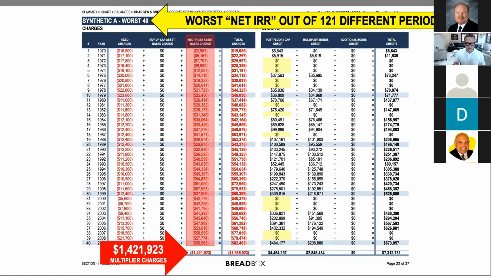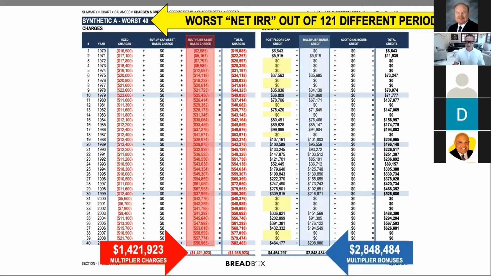Total multiplier charges, 1.4 million. Total multiplier bonuses, 2.8 million. Again, you're getting a 2-to-1 deal, 2x, right? Double the return on your investment. I think that is incredibly compelling, given the fact that this was the worst 40-year period out of 121 periods analyzed. Huge, huge difference.